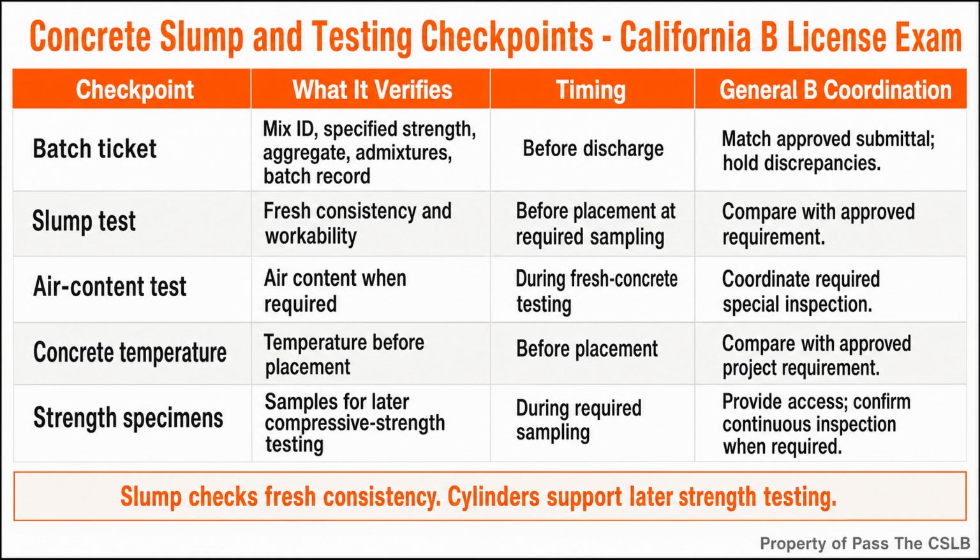Now let's get into it. The slump number is not a strength number. It tells me about the consistency and workability of fresh concrete. The important field decision is how that slump was achieved.